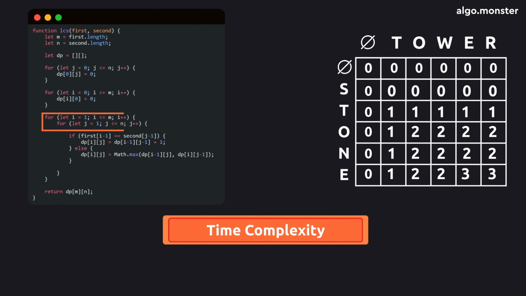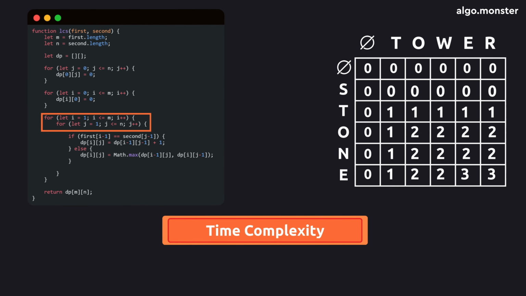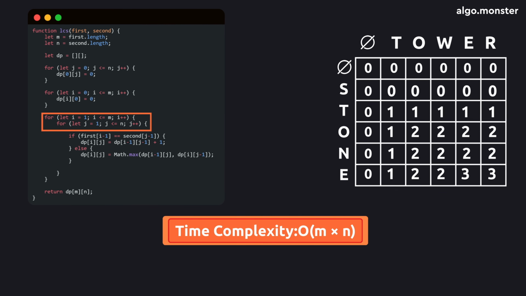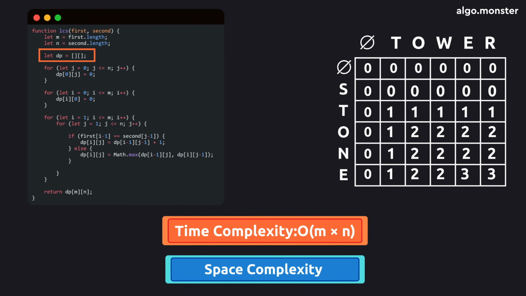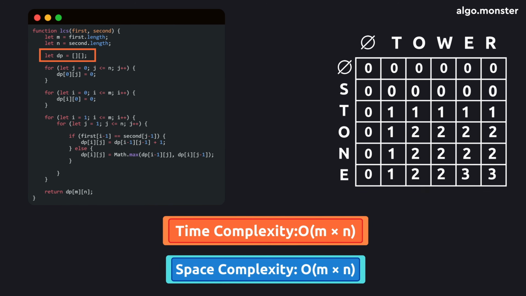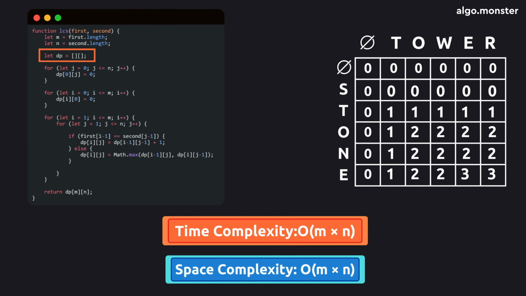For the time, we have two nested loops, each iterating over one of the strings. So the time complexity is O of m times n. Now the space. We store a table of size m by n, so the space complexity is also O of m times n. For strings of length 1000, that's about 1,000,000 operations and 1,000,000 cells, which is dramatically better than the naive 2 to the power of 1000 approach.